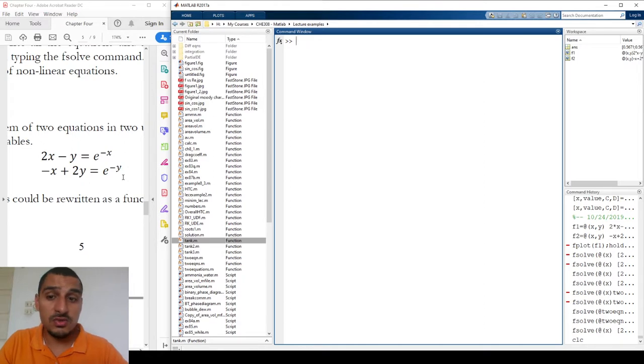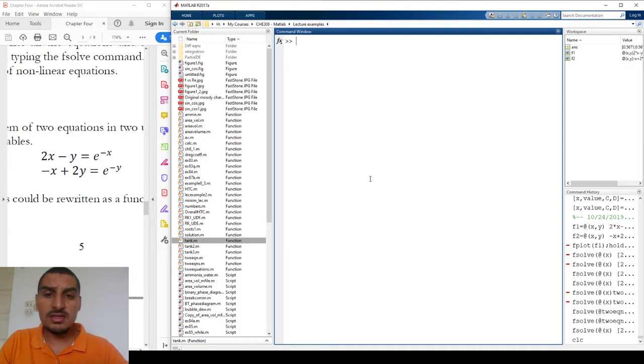So the first thing we need to keep in mind is that we will use fsolve to get the equation equal to 0. So we have to get everything on one side. It's going to be 2x minus y minus exponential of minus x, and the second is minus x plus 2y minus exponential of minus y. So this is the first thing.